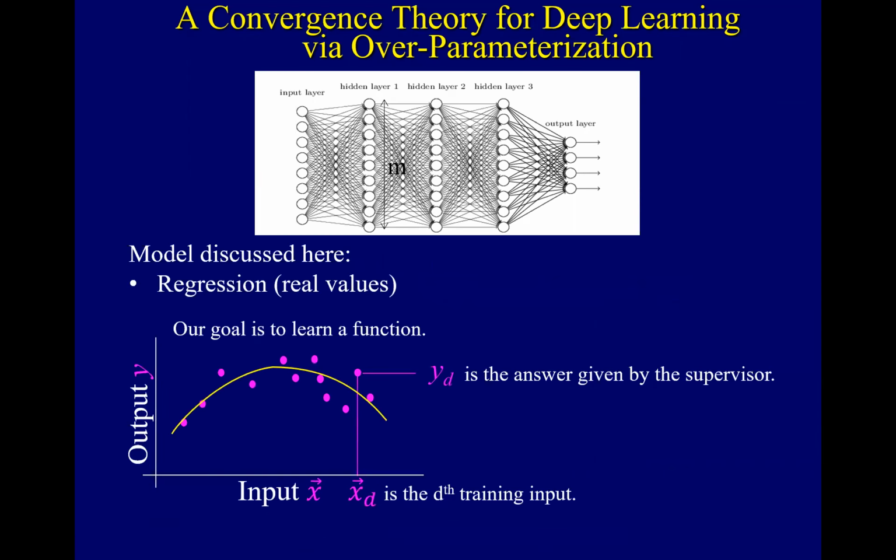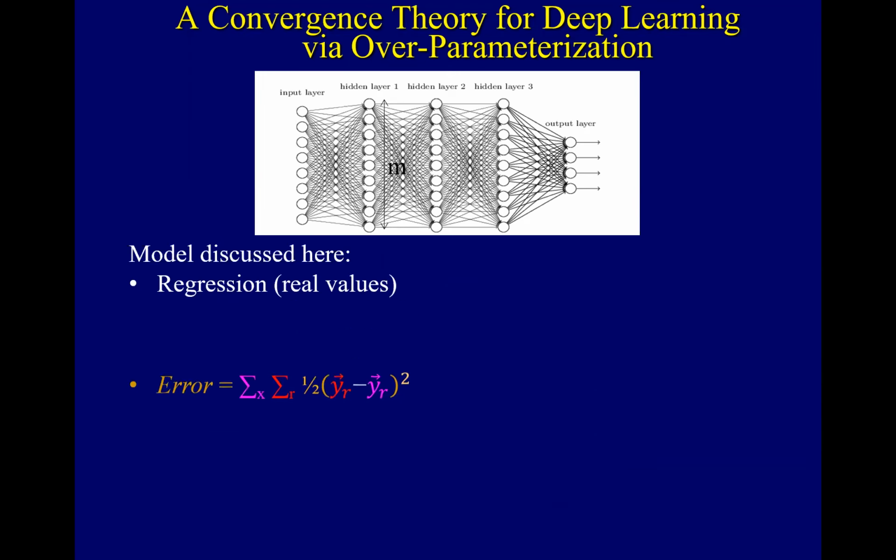All right, so the model. The paper claims to prove this theorem for just about any setting you can imagine. There have been various versions of the paper, and this version looks at real numbers. So we're doing regression, and the error function is your standard one.